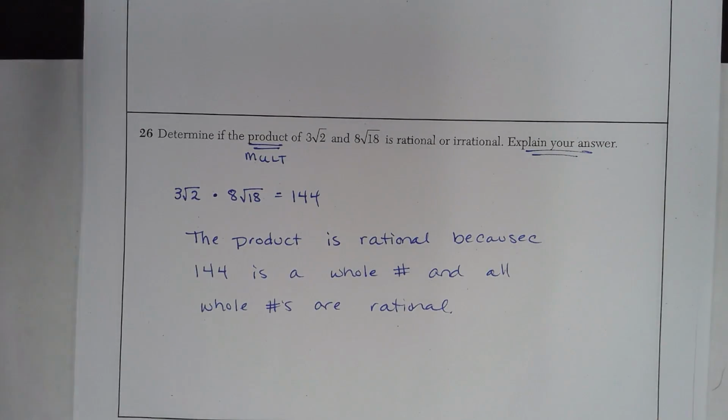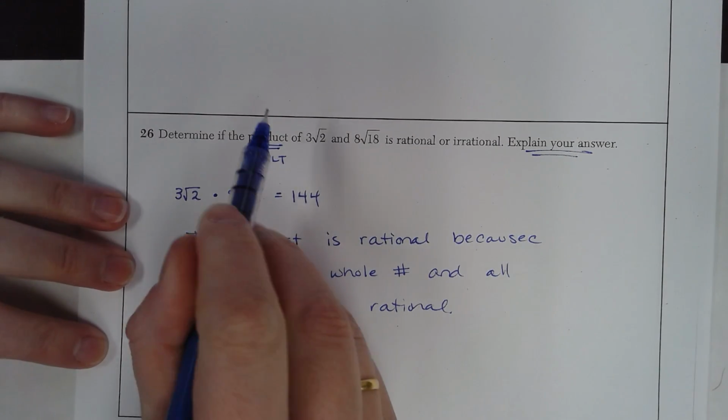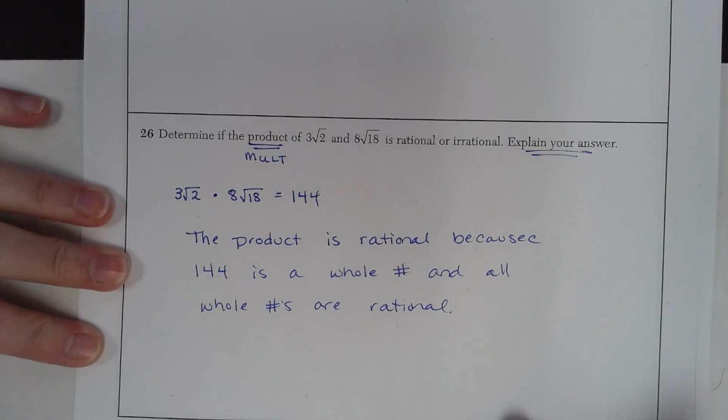Now, you could say something else. You could say 144 does not have a decimal, or 144 can be written as a fraction, which would be 144 over 1. So there's other explanations that you could write, but it's something along those lines. But the key is that you have to understand that product means multiply, and you have to do the multiplication first to check your work.